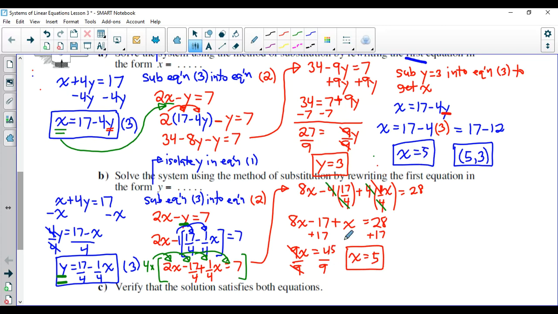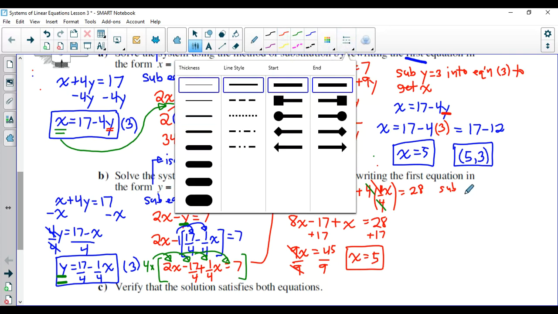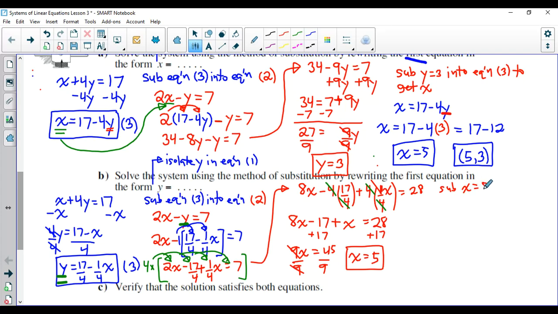Okay. Now, once you have this x value, we're going to take it and sub it back into equation 3. So I'm going to sub x equals 5 into equation 3 to get y.